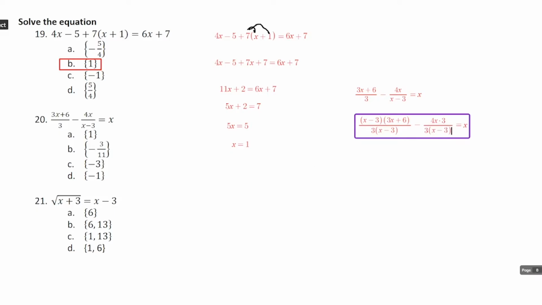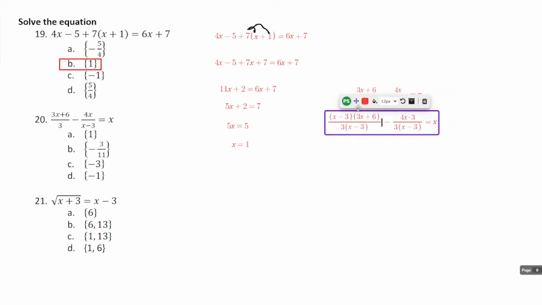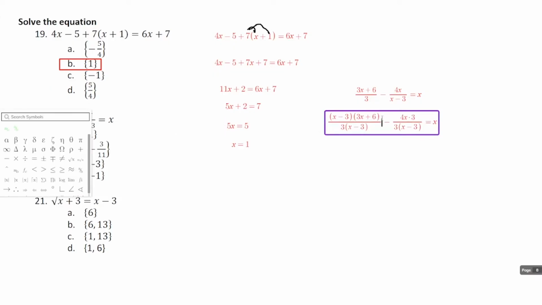Once you've got your common denominator, you can go ahead and subtract those fractions. And when you do that, the denominator will stay the same, and you'll just subtract the numerators. Multiplying these two together, we'll do that in the same step. X times 3x is going to be 3x squared. And then x times 6 is 6x. Negative 3 times 3x is going to be negative 9x. And then 6 times negative 3 is going to be negative 18.